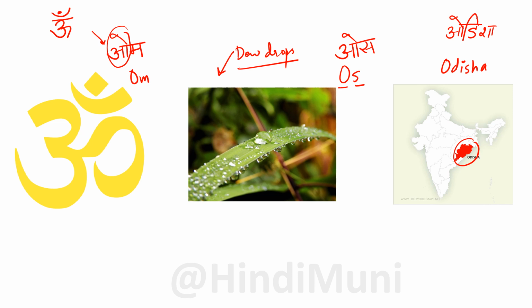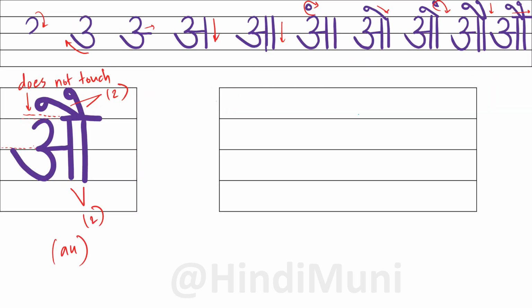I'll go over the pronunciations once more. Om. Then we have O, S, Os. Then we have O, D, D like dog. Odisha. So these were the words.